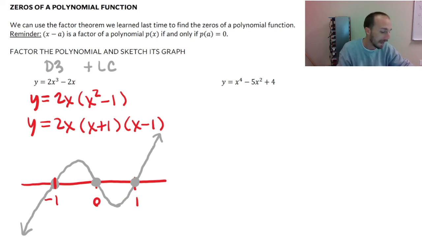I'll do one more for you, and then, actually, how many do I have? I've got 3 more to do for you, but maybe I'll only do 2 of them, and I'll let you try on your own for the 4th. So this x to the 4th minus 5x squared plus 4, we've already factored that.